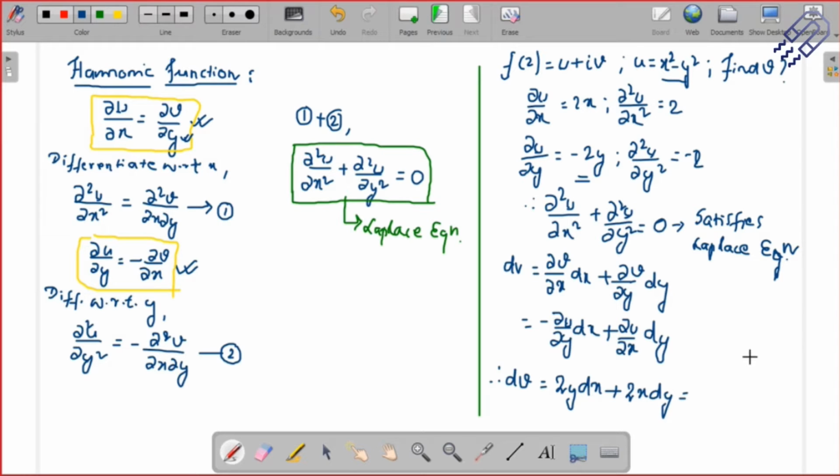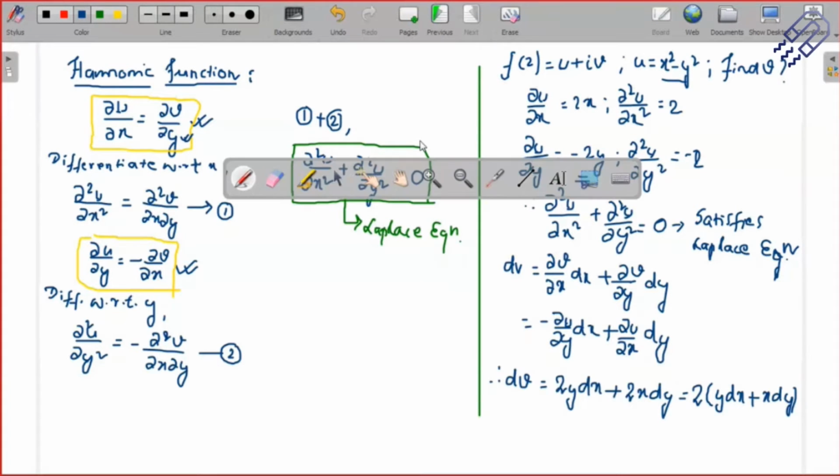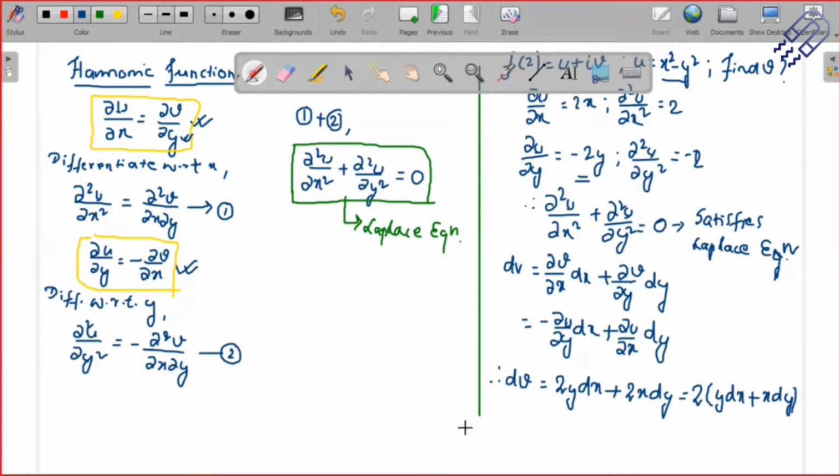And this is actually a standard form of differentiation. What you can do is take out the common factor, and then within the bracket it will be y dx plus x dy. Okay, so I'm not going to jump here. I'm just going to show you something which you might already know.